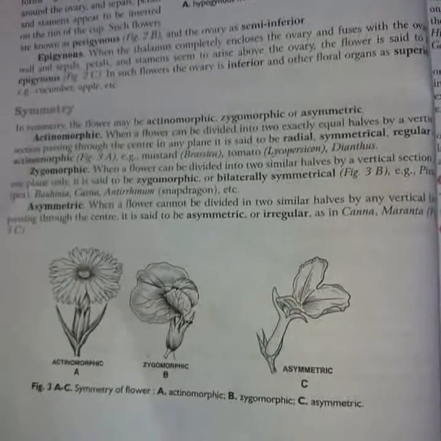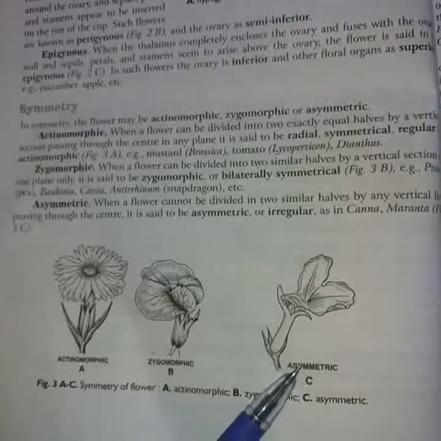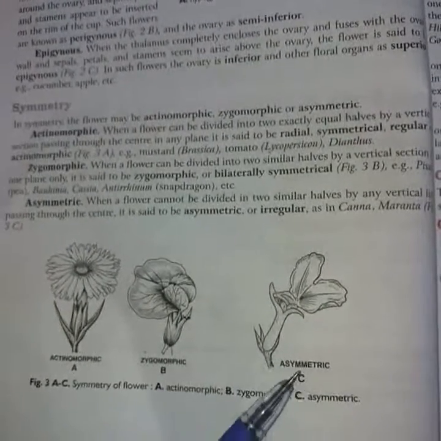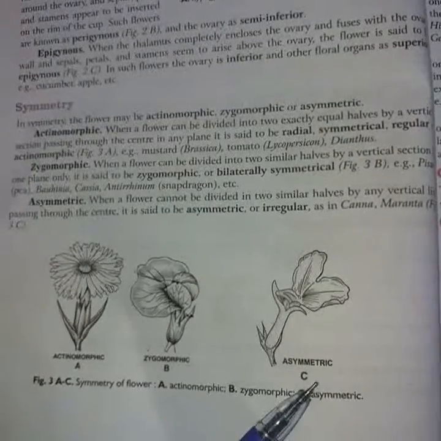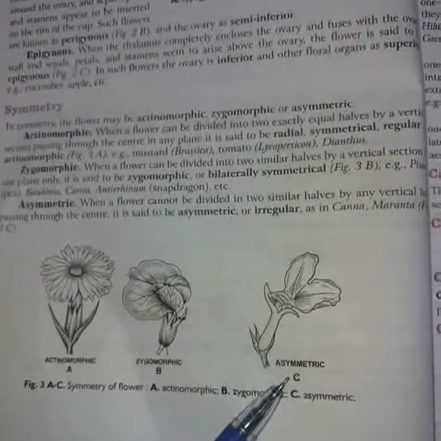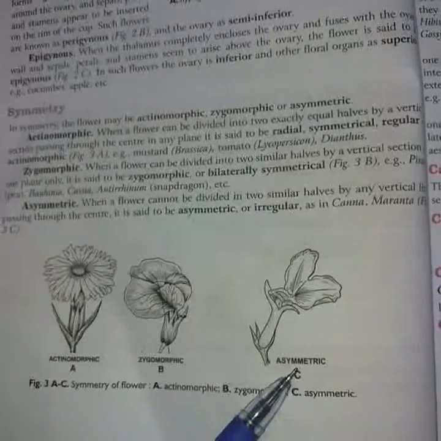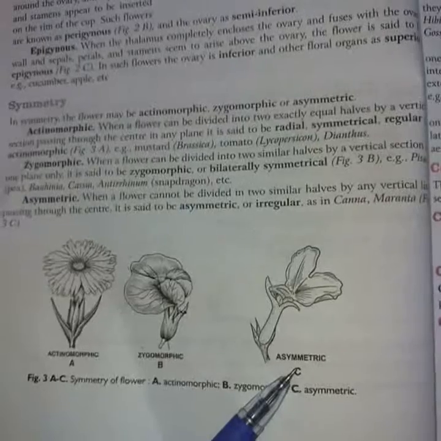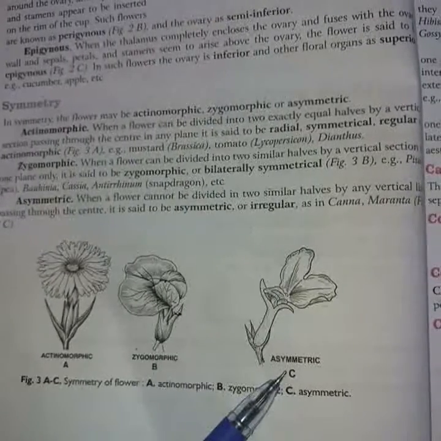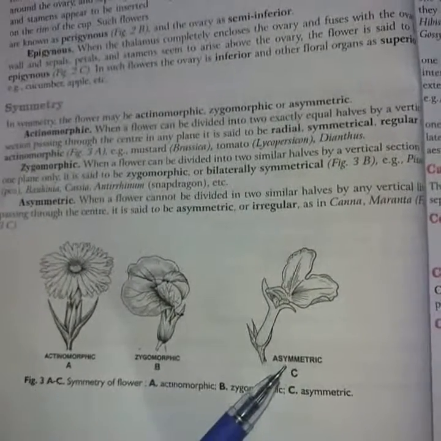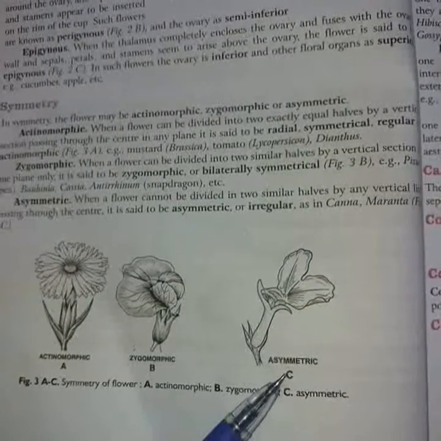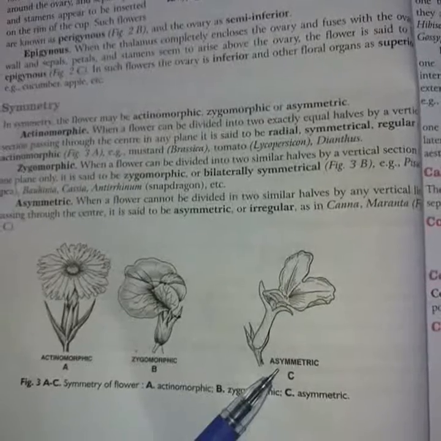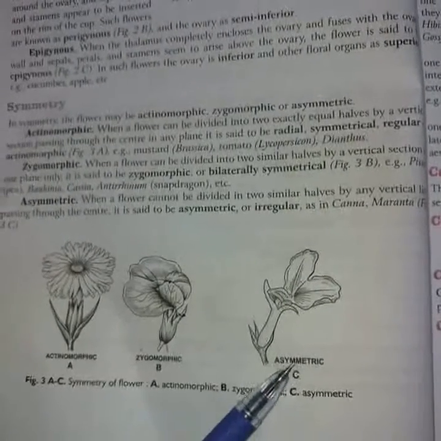Next is asymmetric. So in asymmetric plants, when a flower cannot be divided into two similar halves by any vertical line passing through the center, it is called asymmetrical or irregular flower. Canna and Maranta contain asymmetrical flowers.